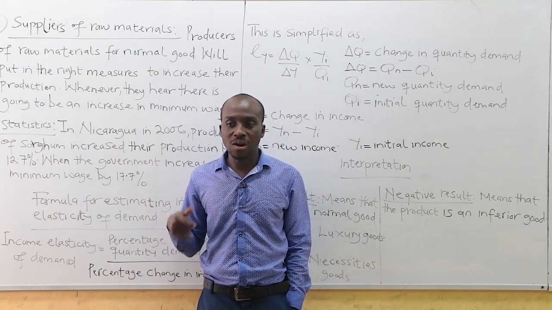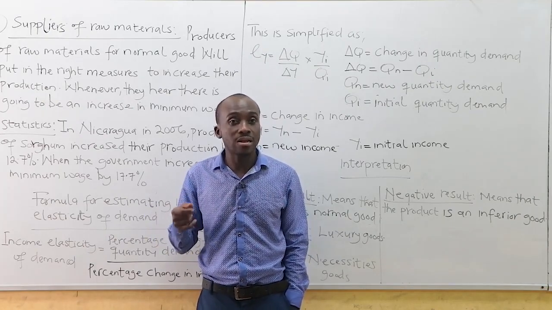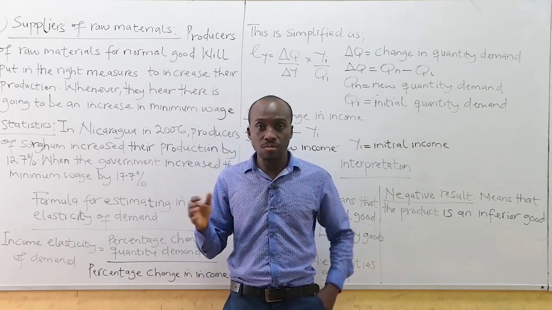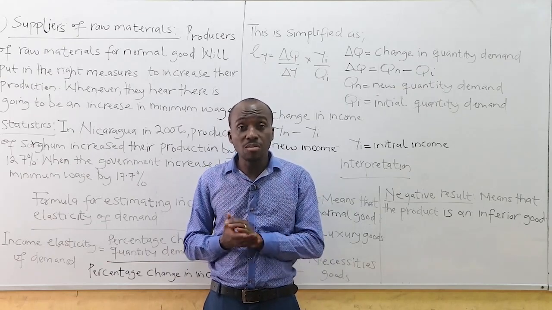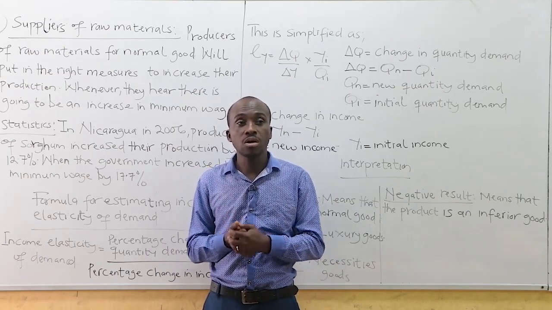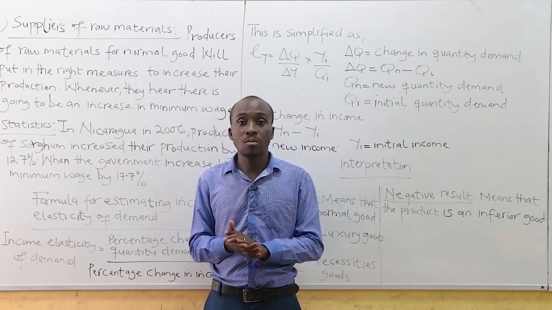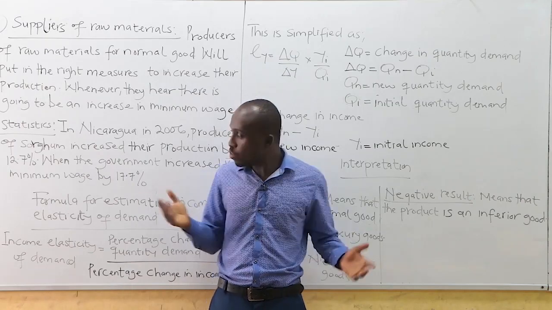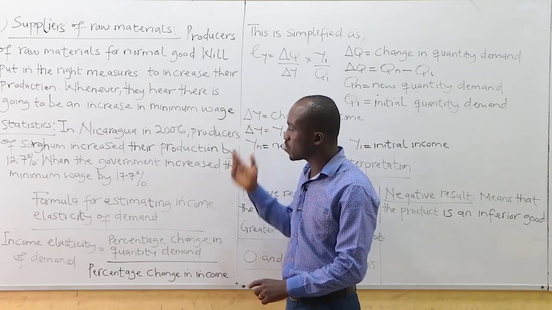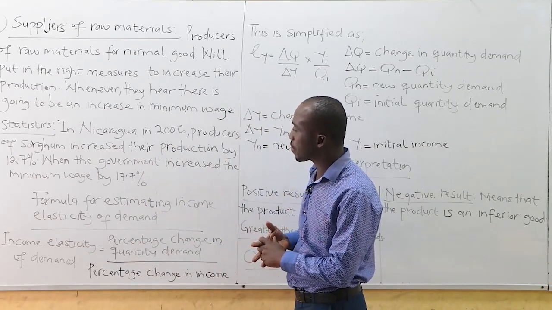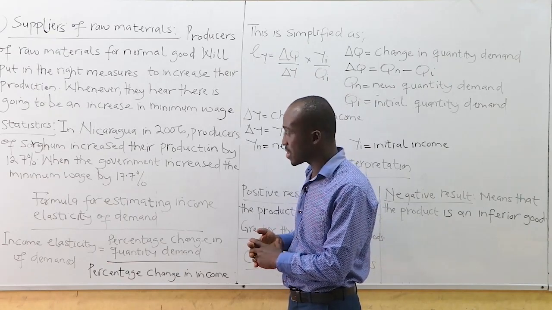If I'm supplying a raw material for a commodity that is a normal good, and I've heard that the government is putting all the instrumentalities together to increase the minimum wage, what do I expect? I expect that indeed there's going to be an increase in minimum wage, and it's going to help potentiate the level of consumption of that product. And I expect that we can leverage on that, so they will increase the raw materials they supply. So let's look at the calculation. In Nicaragua, for instance, we saw in 2006 that producers who produce sorghum increased their production by 12.7% when the government increased the minimum wage by 17.7%.